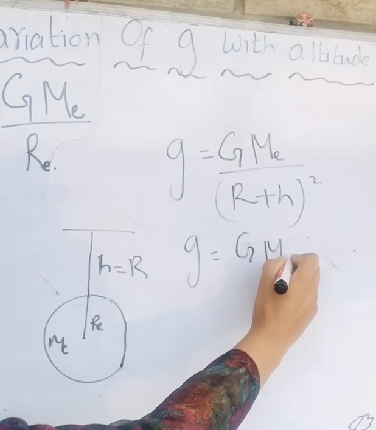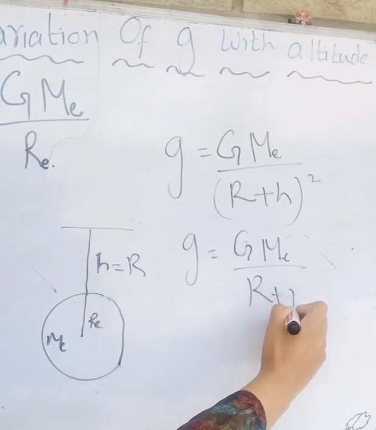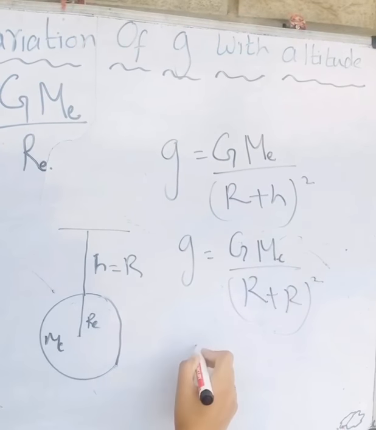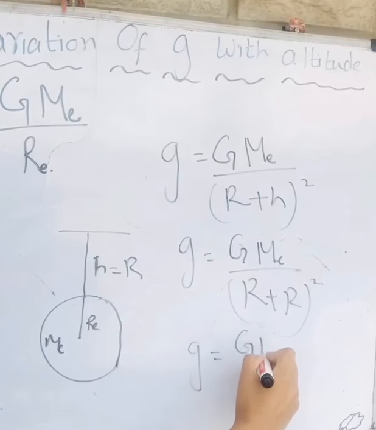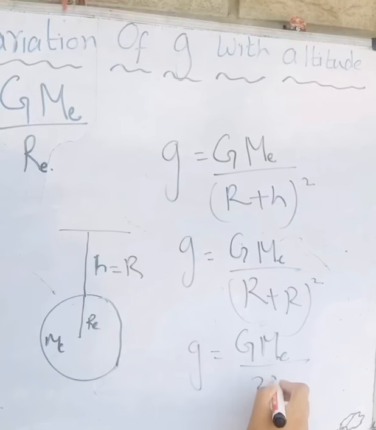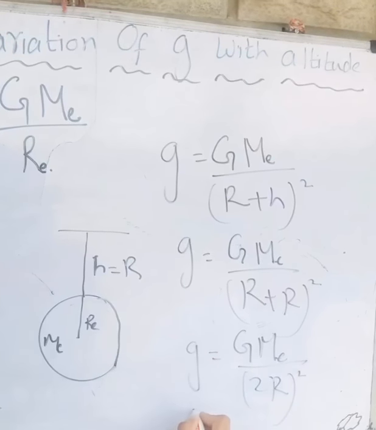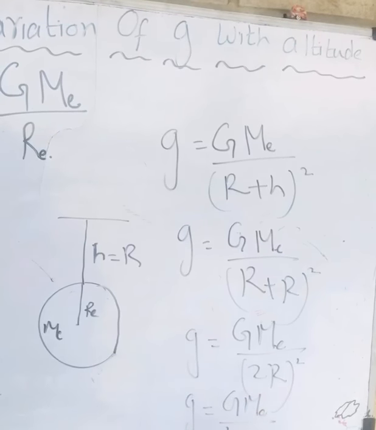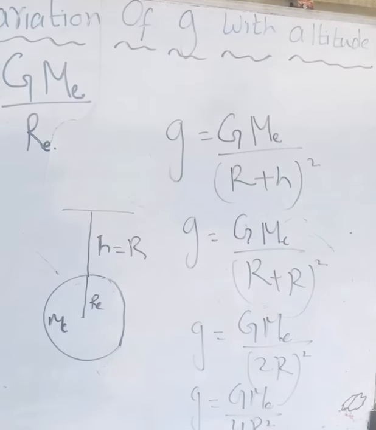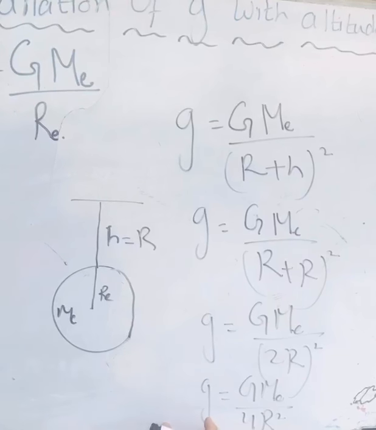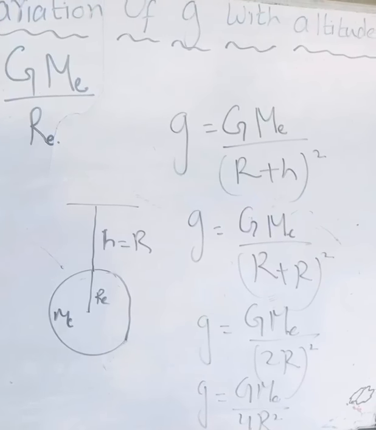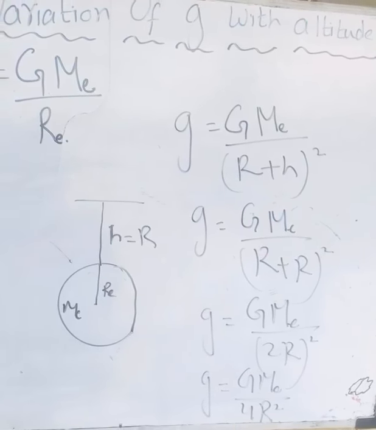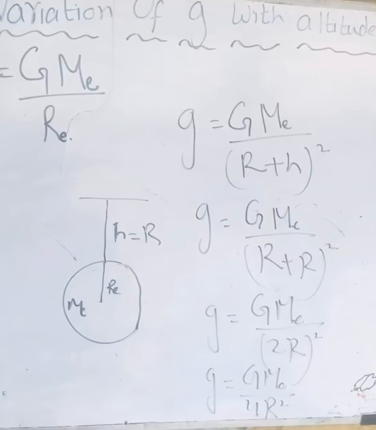Then g is equal to G Me divided by (R plus R) whole square. g is equal to G Me over 2R square. One more step, g is equal to G Me over 4R square. It means the value of g is 1/4 of its value on the earth. Let's consider another case.